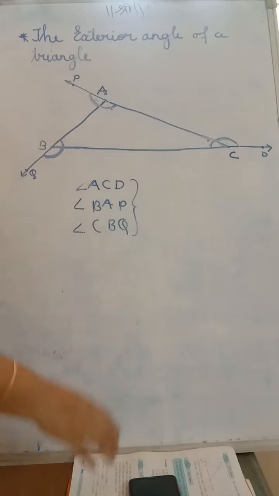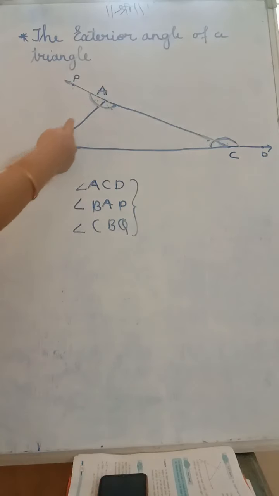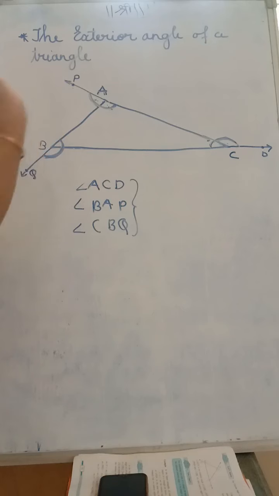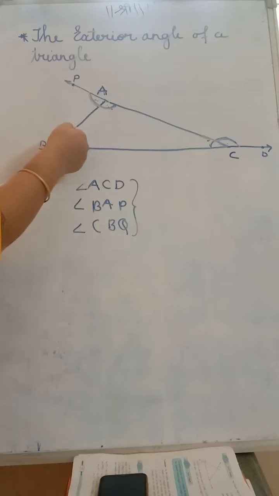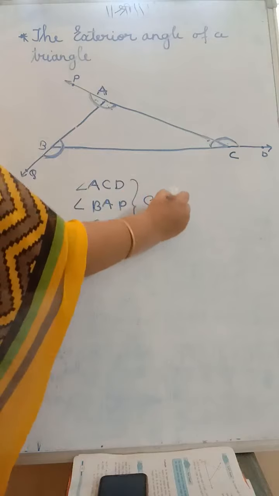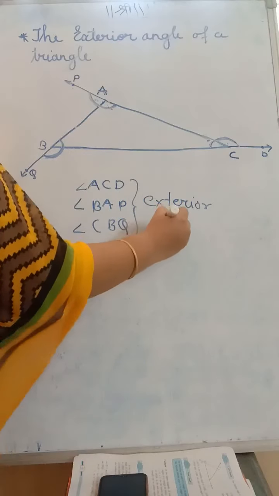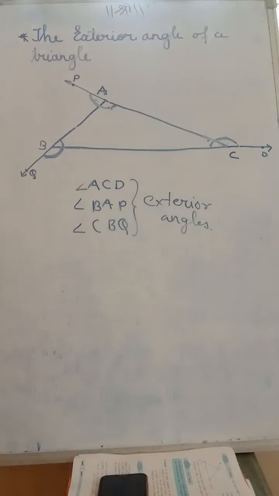Did you understand? So when we extend one side of a triangle, the angle obtained forms a linear pair. What pair are they forming? They form a linear pair with the adjacent interior angle. Is this both adjacent and interior angle? So this is a linear pair with the adjacent interior angle, and such angles are called exterior angles. Did you understand what exterior angles are?